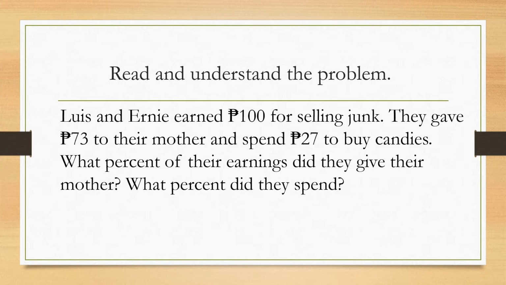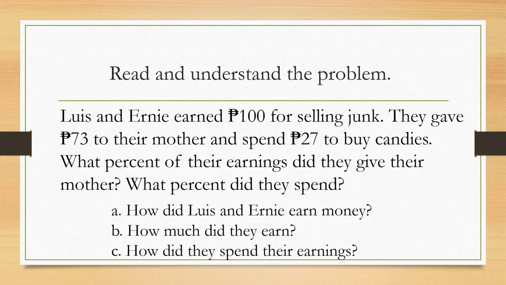Let's read and understand our problem. Luis and Ernie earned 100 pesos for selling junk. They gave 73 pesos to their mother and spent 27 pesos to buy candies. What percent of their earnings did they give their mother? What percent did they spend? Before we proceed with our problem, let's answer first this question. How did Luis and Ernie earn money? They earned through selling junk items or junk materials.